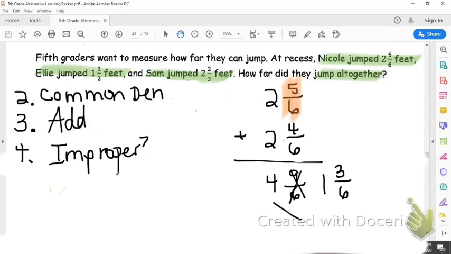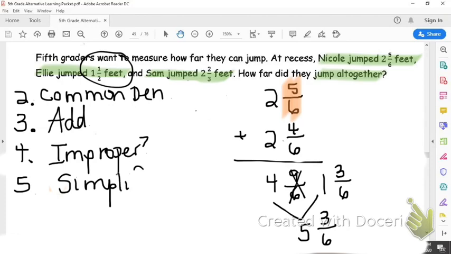So, let's put these wholes together. That becomes 5 and 3/6. But we're not done. Now we need to add how much that Ellie jumped. Oh, I forgot something. The next step. Simplify. I didn't really worry about simplifying because I still had to add how much Ellie jumped, but for the sake of making sure we're doing the steps all the way through, let's go ahead and simplify 3/6.